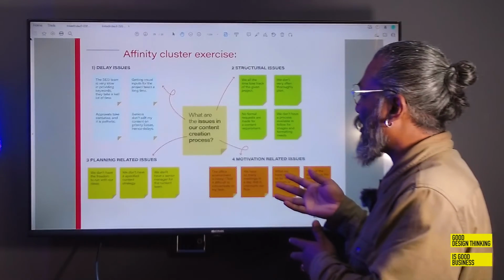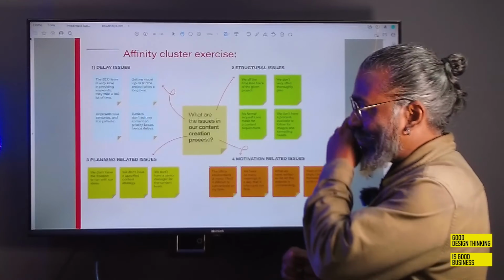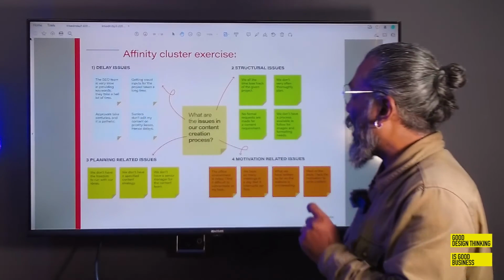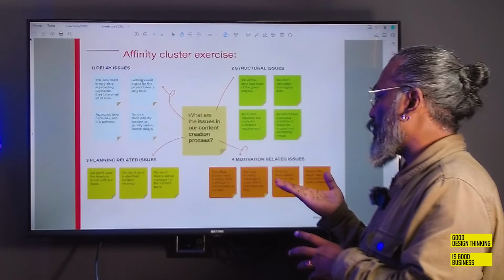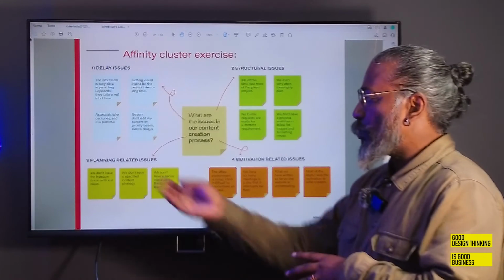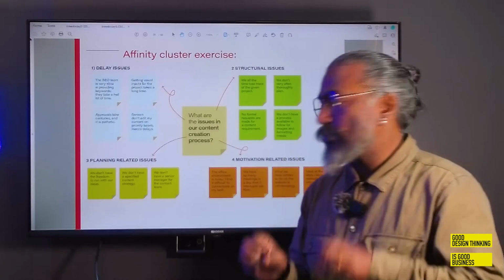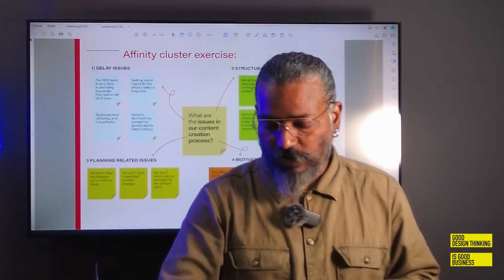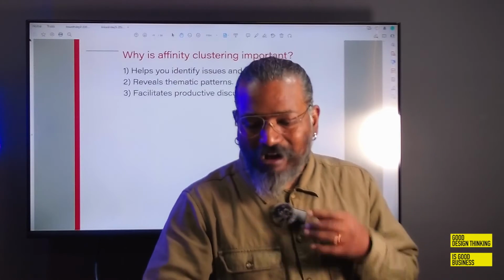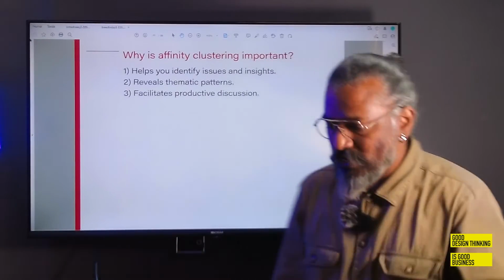They're asking what could be the way forward. How do we solve the delay issue? How do we solve the structural issue? How do we motivate people? How do we plan better so that we don't face this problem in coming days or coming year or month? So why is affinity clustering important?